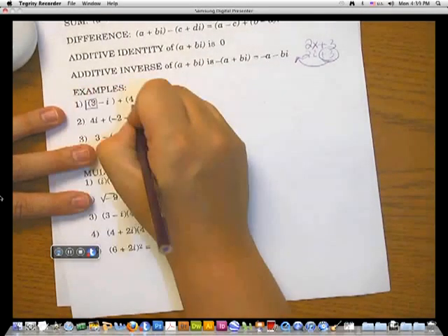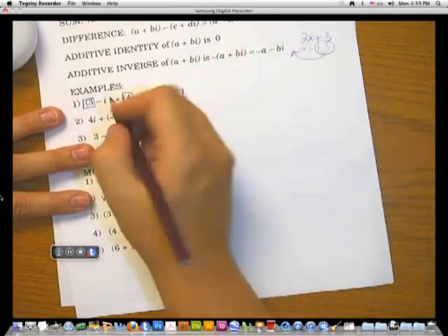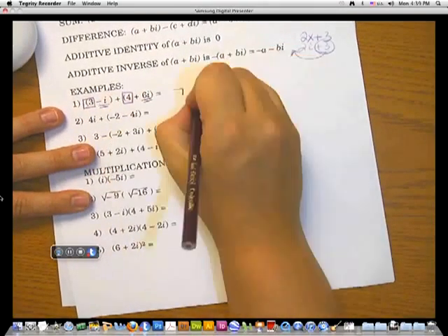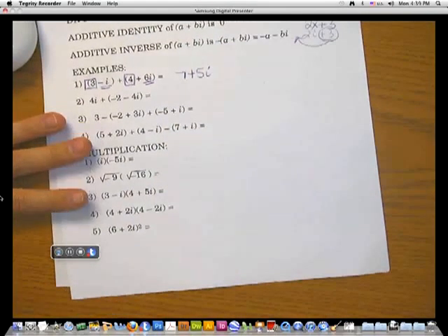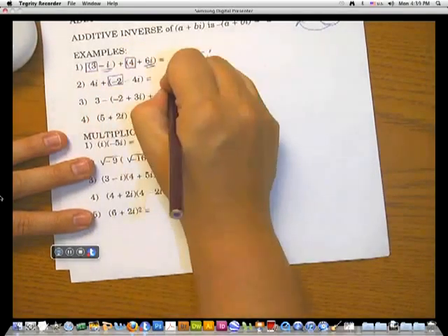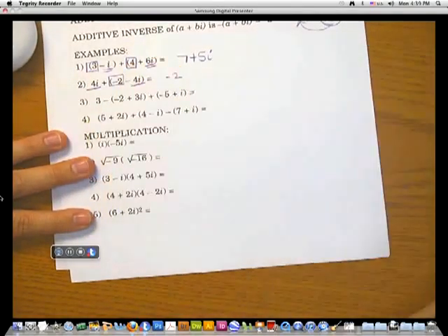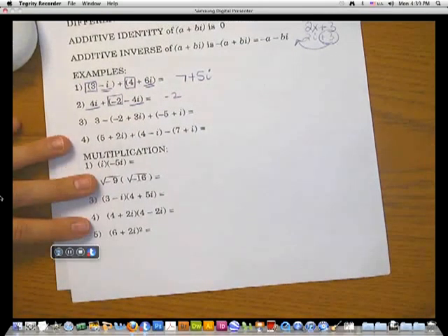We put the real part with the real part, so 3 and 4 is 7, and we put the imaginary and the imaginary, so plus 5i. The real part goes first, and the imaginary goes second, but if there's none there, we don't put it.